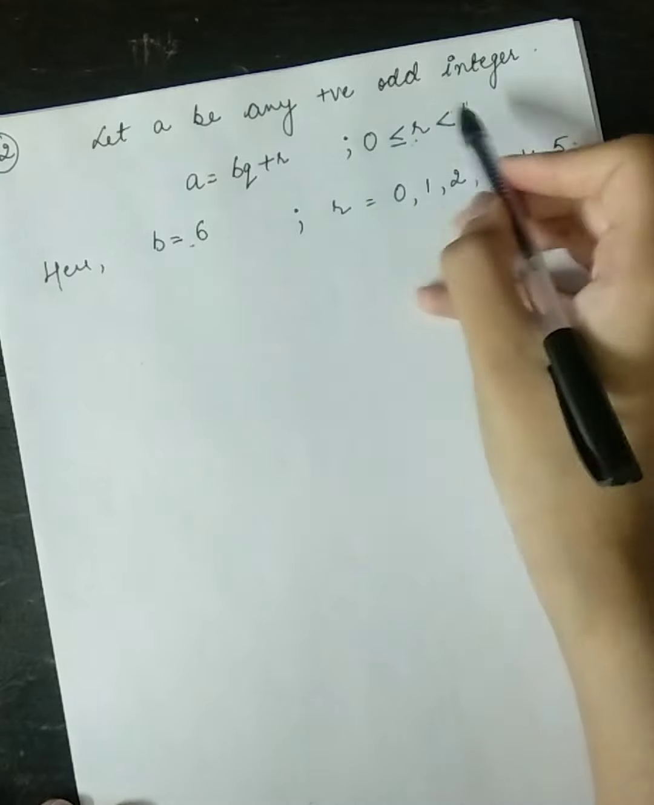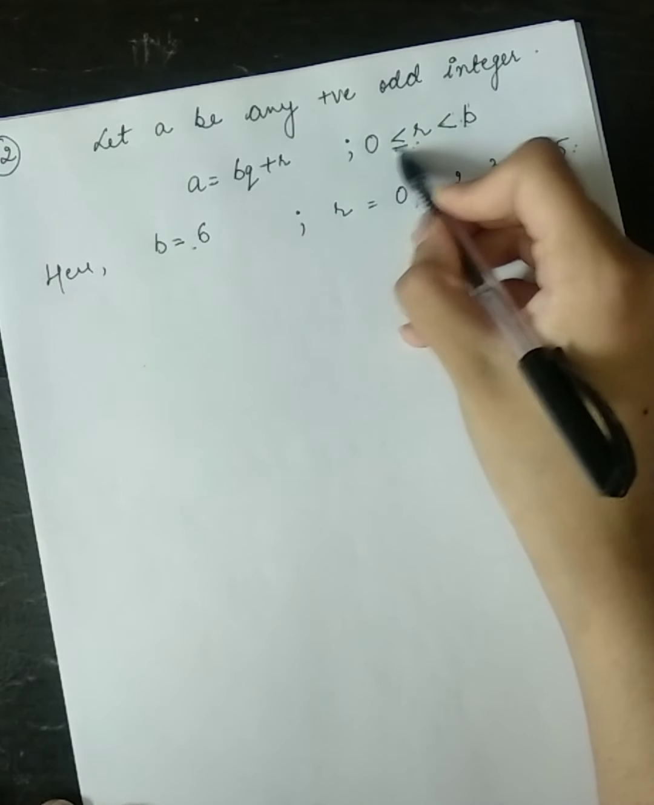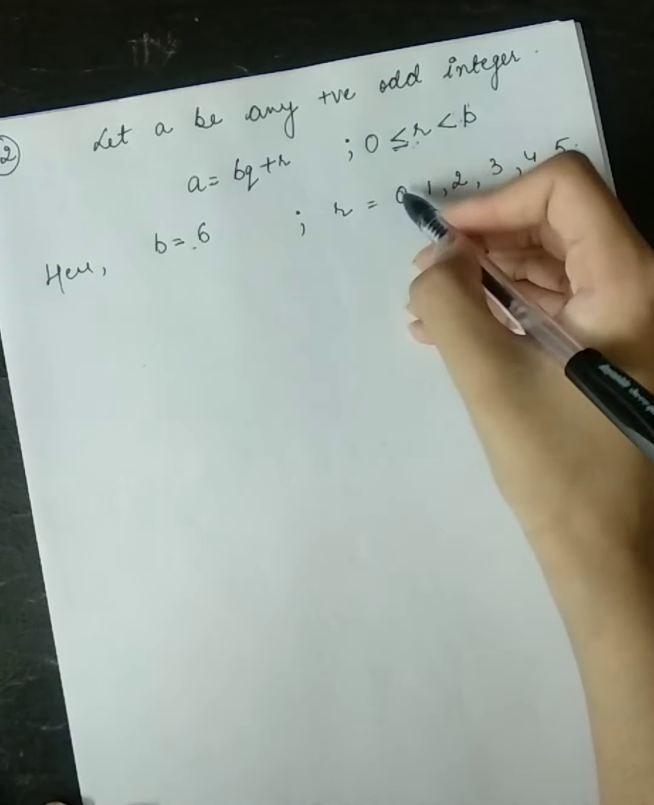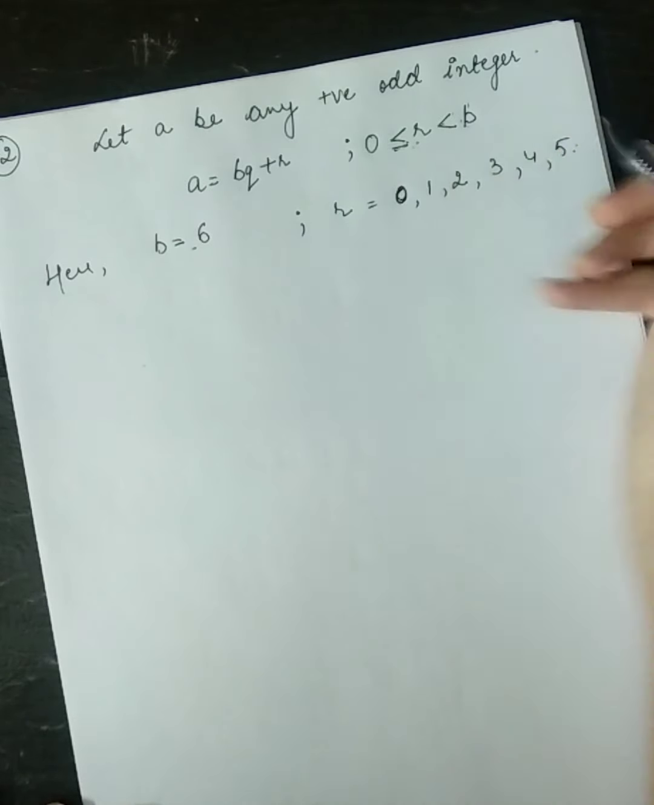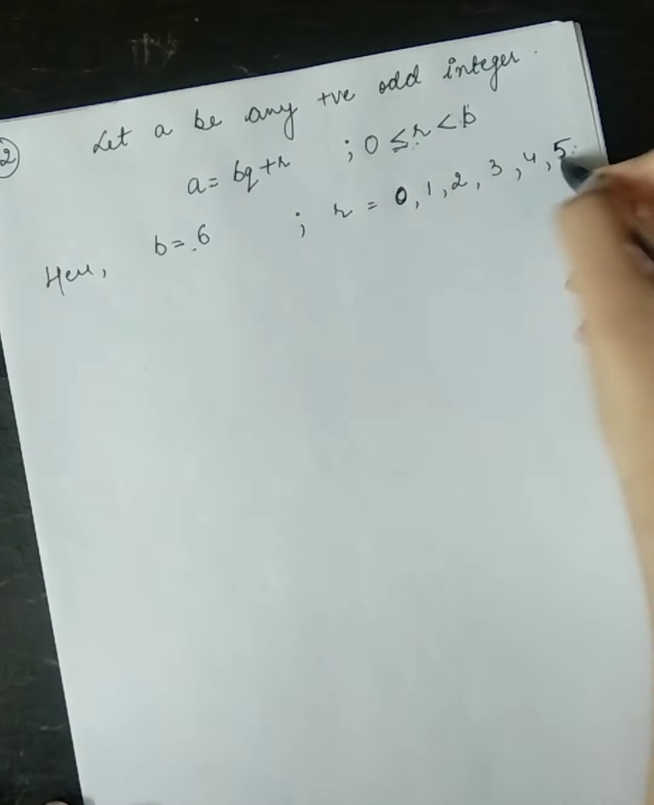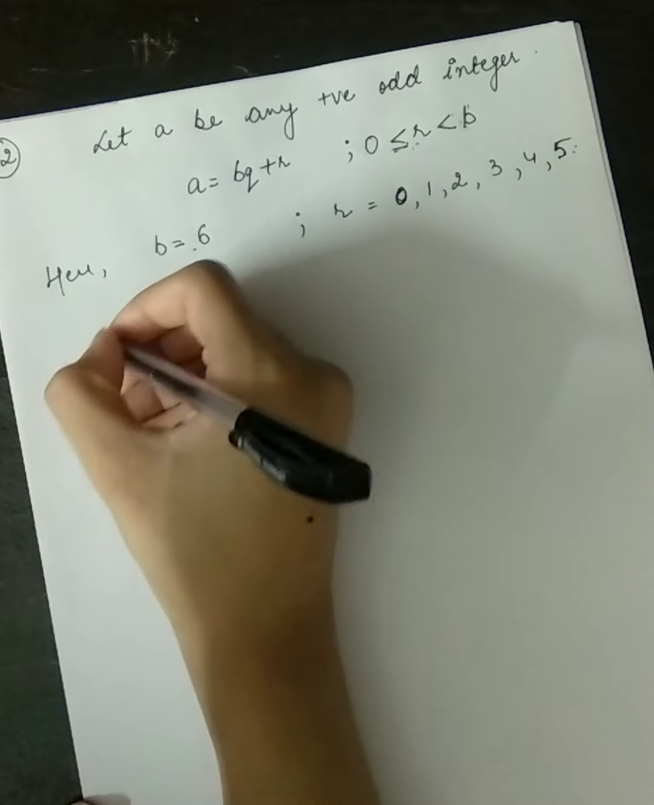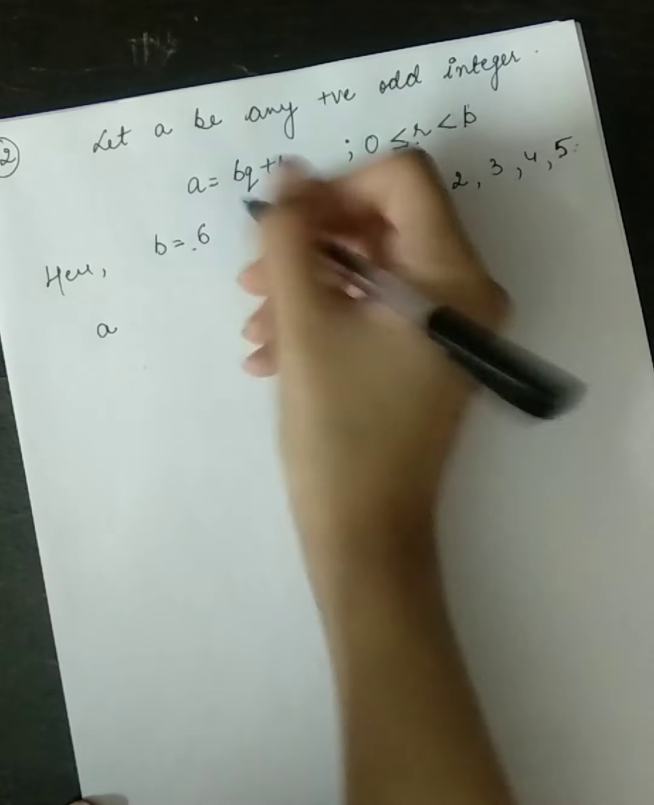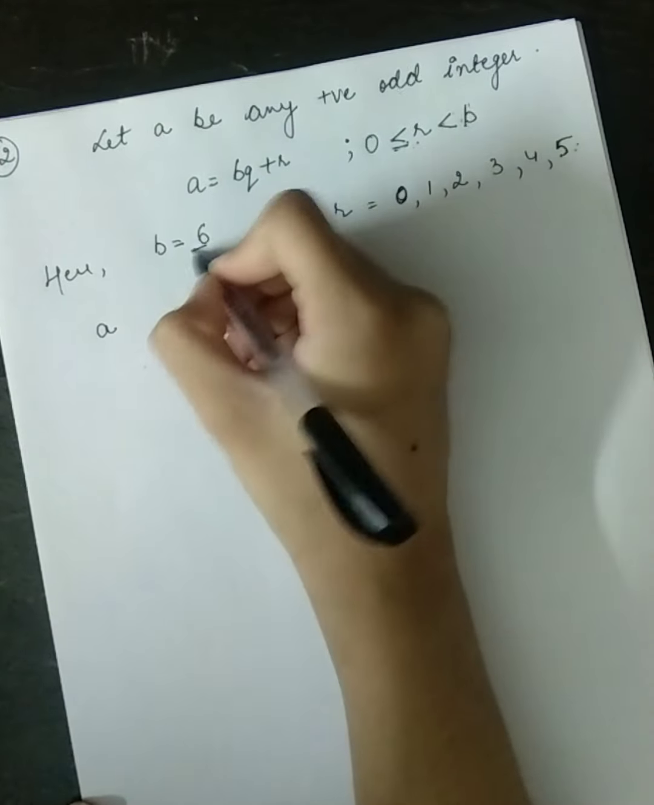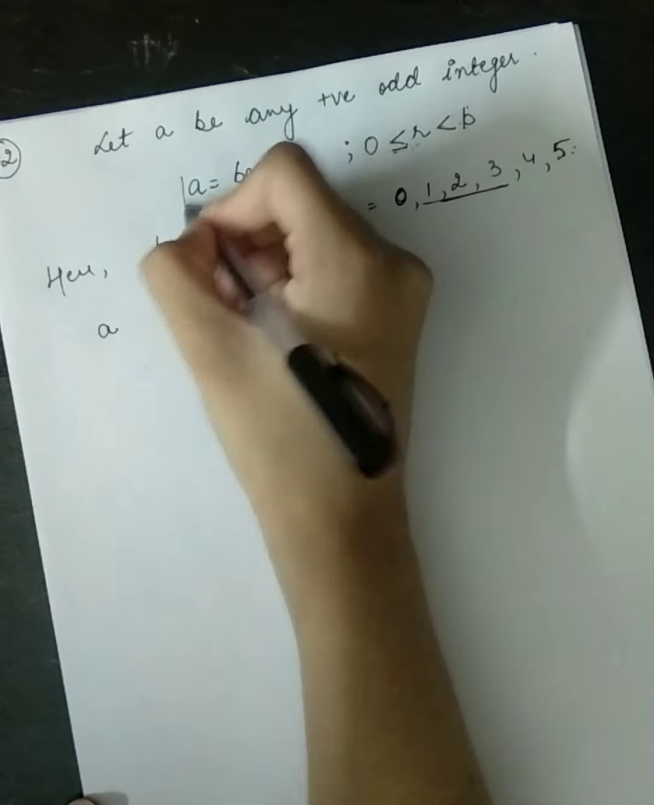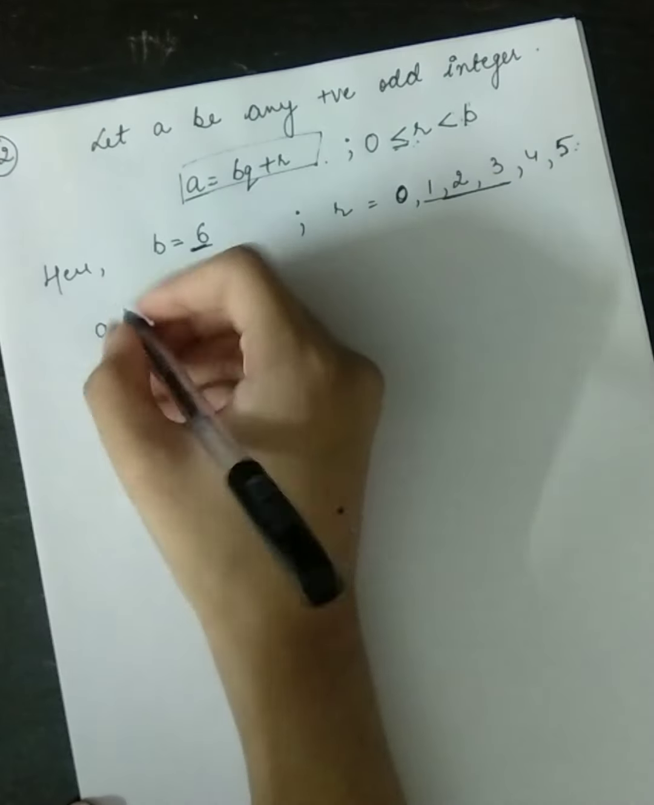Our b is 6, so the remainder is less than b, which will be 5, and equal to or greater than 0. So starting from 0, we will go till 5. Now let's start this.